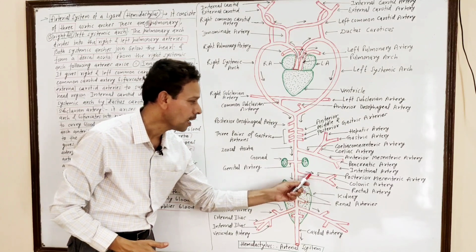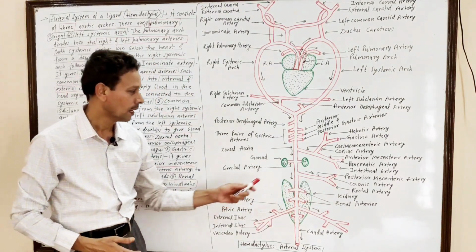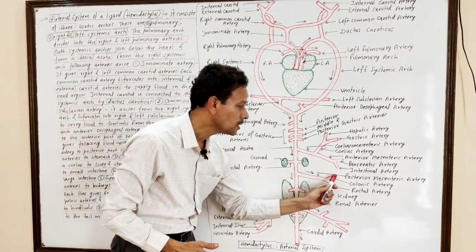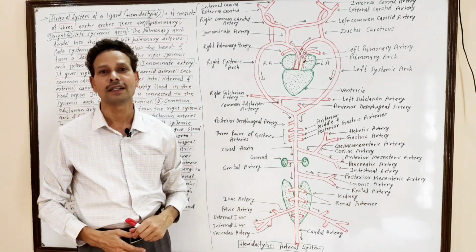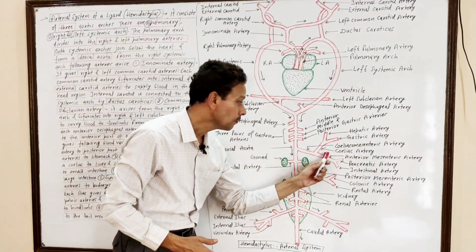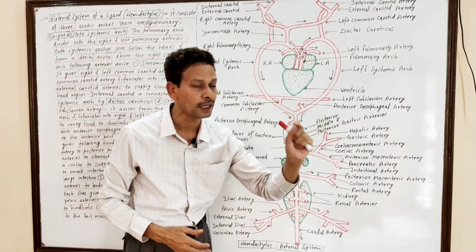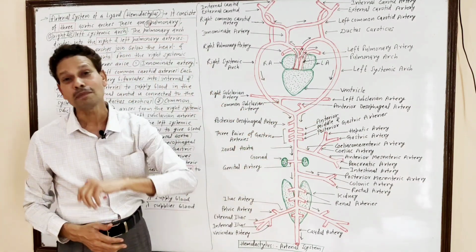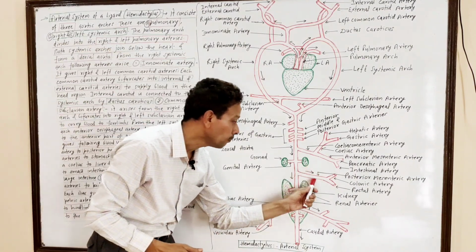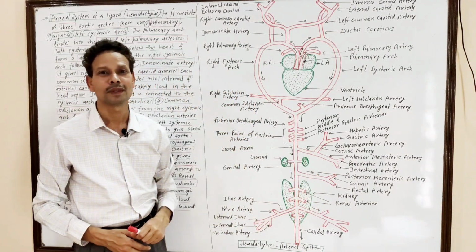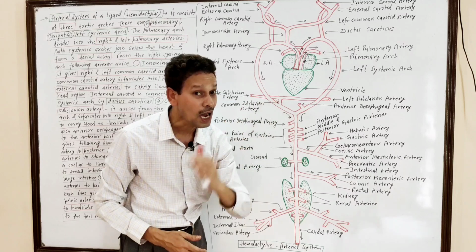Then this one is an unpaired blood vessel, the posterior mesenteric artery. Dear students, that earlier blood vessel was the anterior mesenteric artery, which supplies blood to the small intestine, but this one is the posterior mesenteric artery. It carries blood to the large intestine.